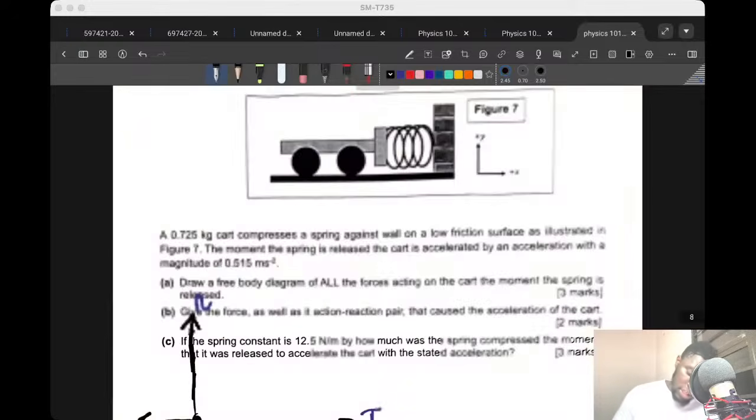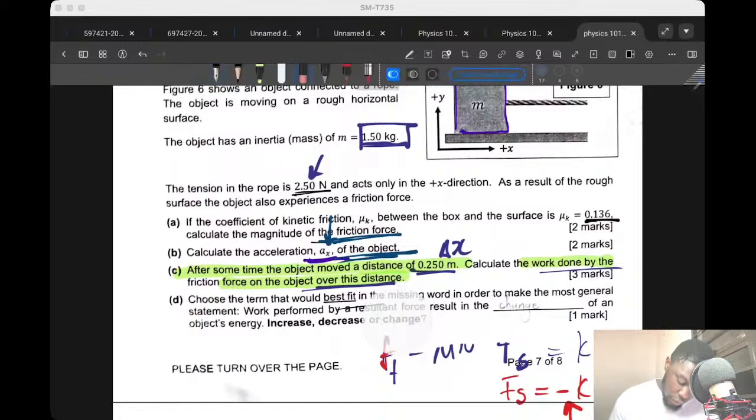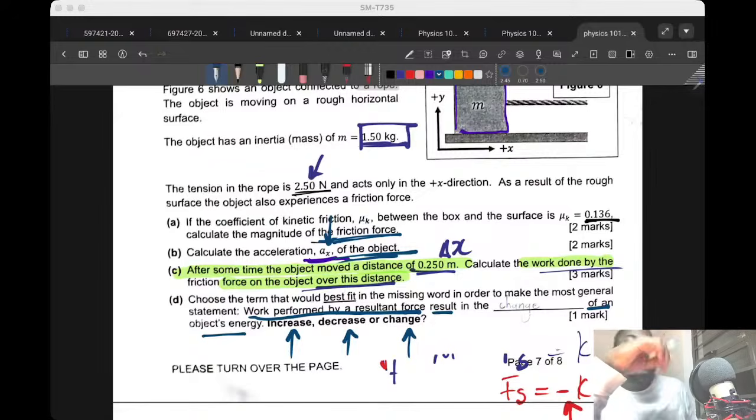Let's go to the next question. Choose the term that would best fit the missing word in order to make the most general statement. Work performed by a resultant force results in the dash of an object's energy. Increase, decrease, or change? Work that is being performed by a resultant force.